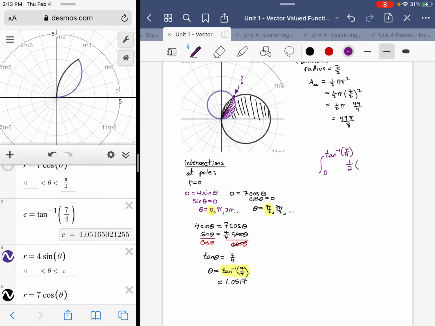We have 1/2 r squared d theta, with the r being 4 times the sine of theta. All right. Then for the other one, we have on the interval of inverse tan of 7 over 4 to pi over 2, 1/2 r squared d theta, with the r being the cosine function, the black, that's 7 cosine theta.